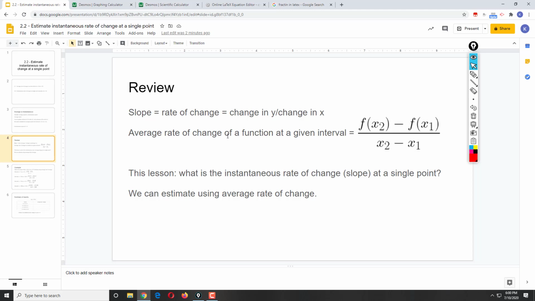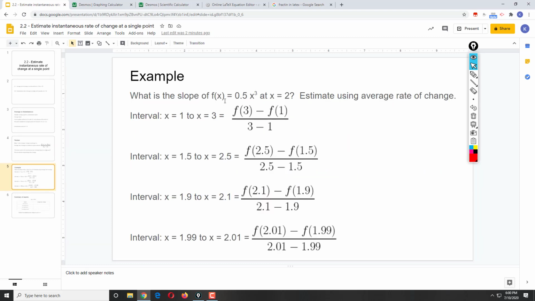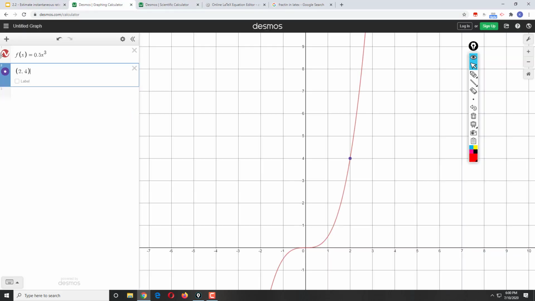Again, from last time, slope is the rate of change. We have our average rate of change. We can use this formula to help us find the instantaneous rate of change at a single point. We can estimate it using average rate of change. Our example, here's our function. f of x is 0.5x to the third power. We want to find the instantaneous slope at x equals 2. Let's type this graph in. So here's our graph, 0.5x cubed.